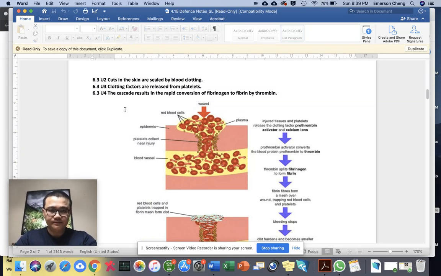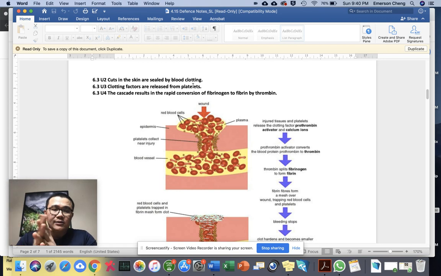So, cuts in the skin are sealed by blood clotting factors. These chemicals are released by platelets. If you remember from last year, I think you learned about the blood system. If not, you're going to learn it in this course. It will be SL material.